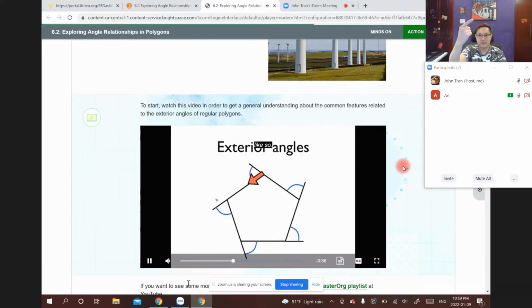So they're trying to rotate like this, like that, and then like that. So it will basically go one round, right? Yeah, one round. And then that adds up to 360.